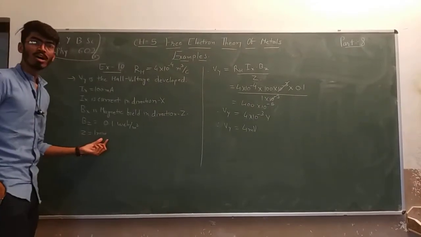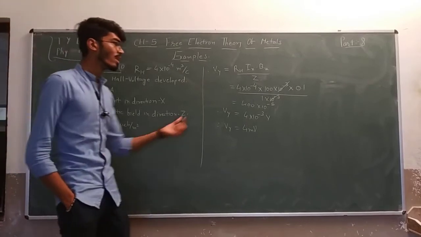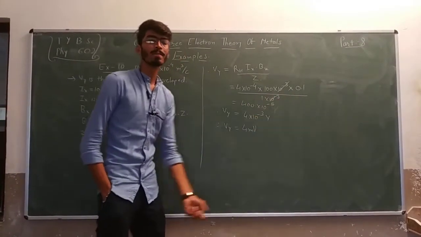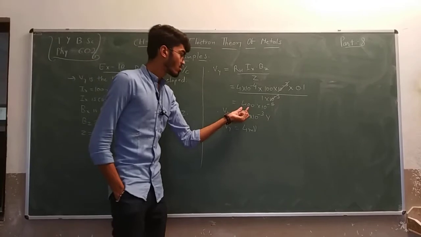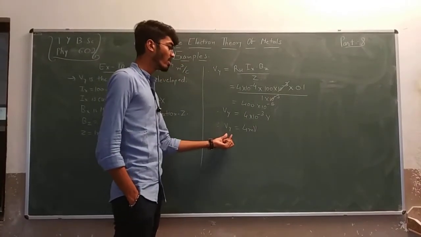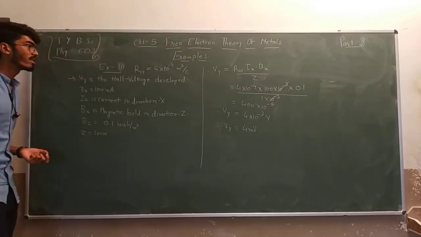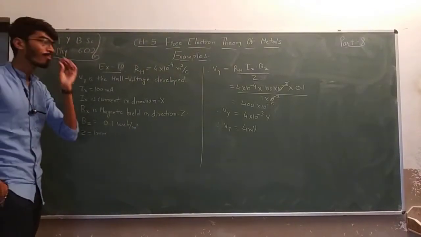Z is equal to 1 mm, that is 1 cross 10 raised to minus 3 meter. After calculating the mathematical steps, we find V of Y is equal to 4 microvolt. So here we calculated our example number 10.